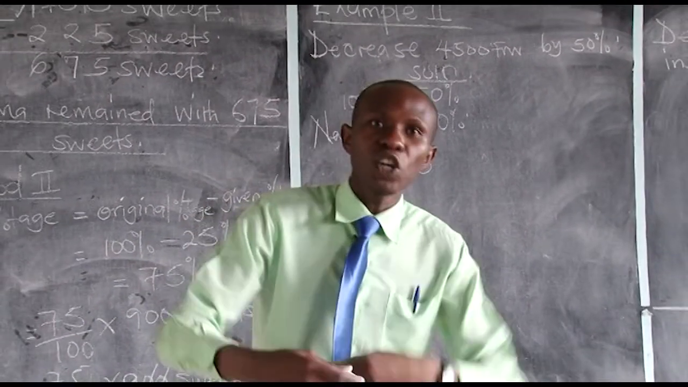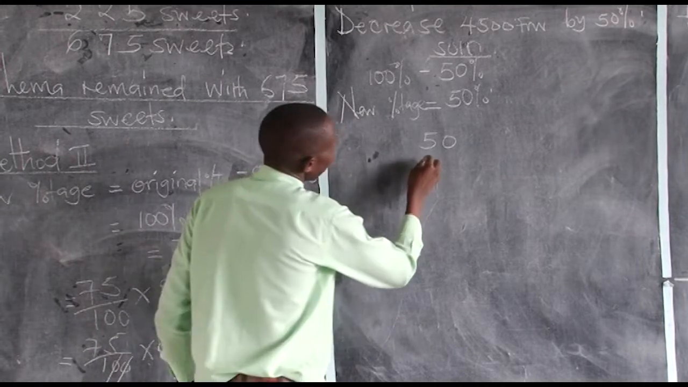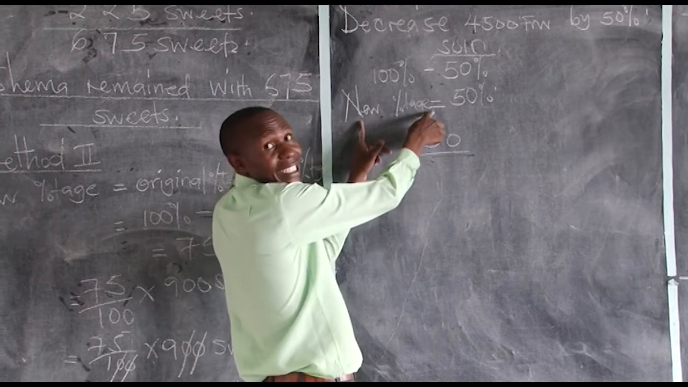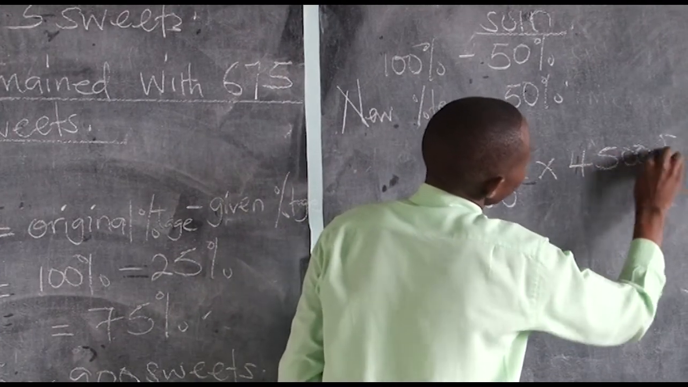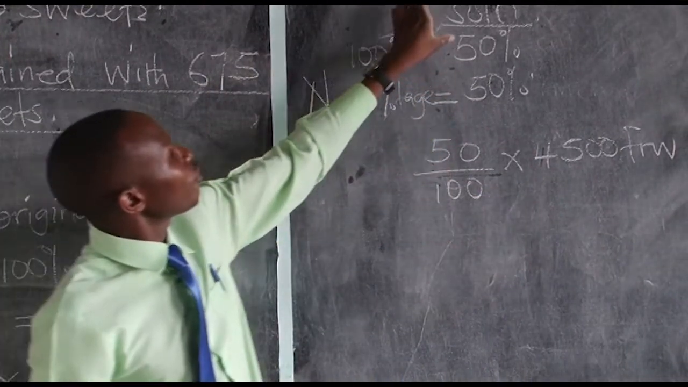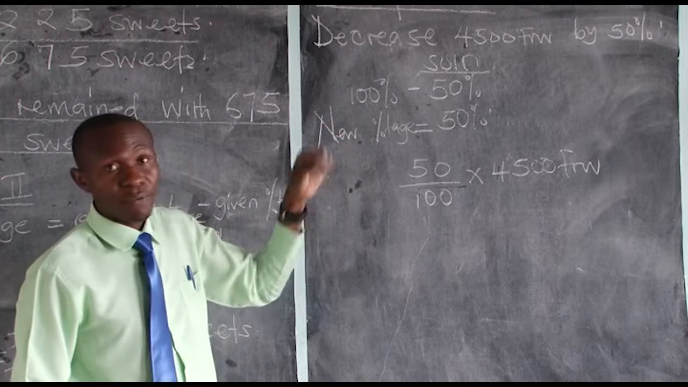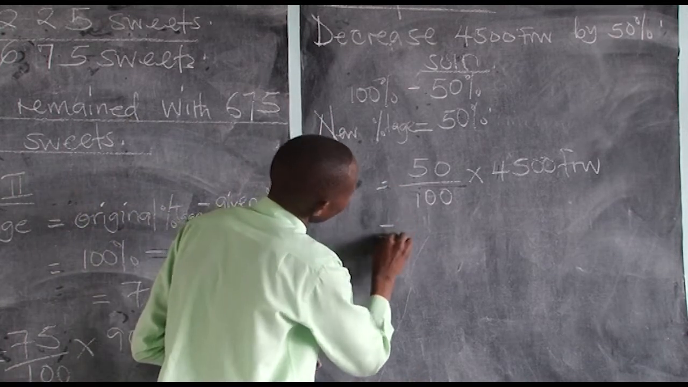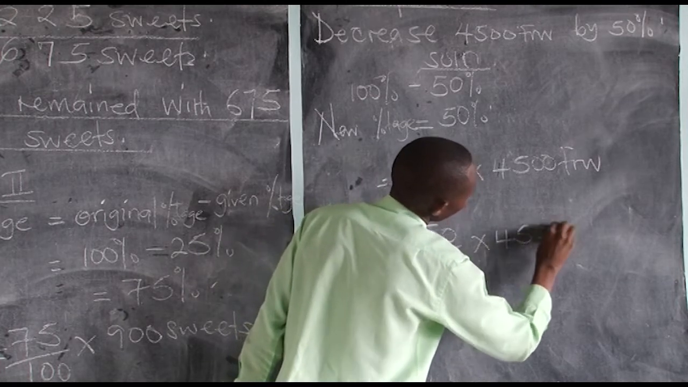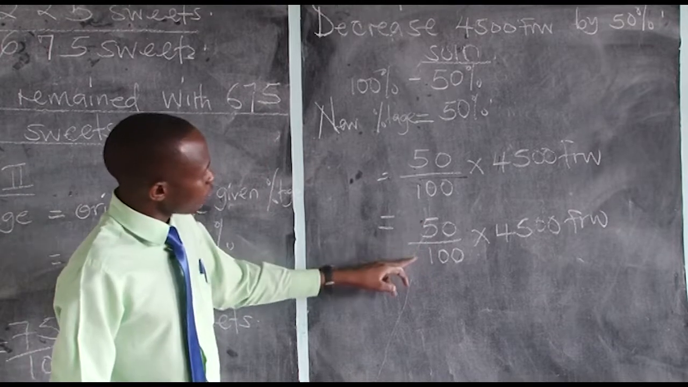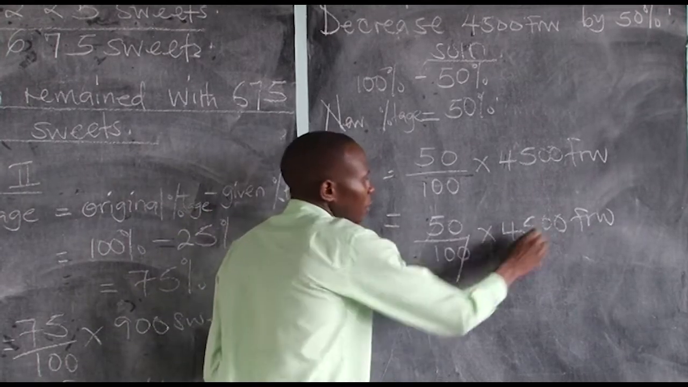When we divide by 100%, we shall multiply by the amount which was given, that is 4,500. So I'll get my 50%, which is the new percentage, divide by 100 times 4,500 francs. By doing so, we are reducing, or decreasing, 4,500 by 50%. So from there, we shall continue by saying 50 out of 100 times 4,500 francs. Then from there, I will say this zero will go with this zero.